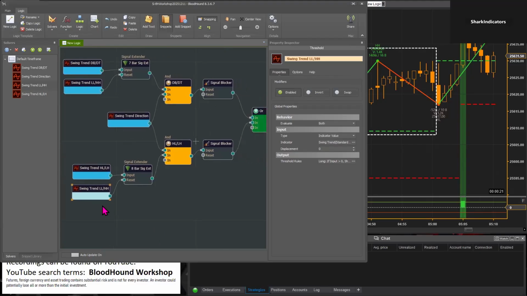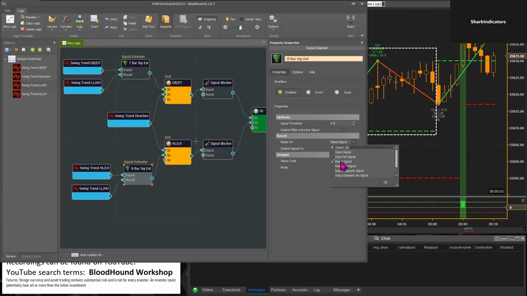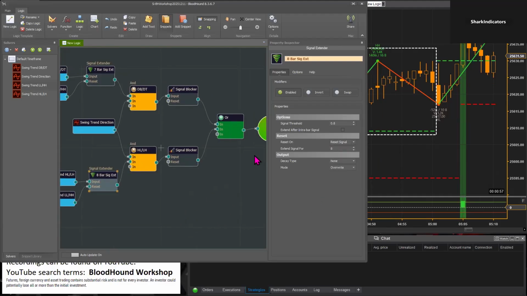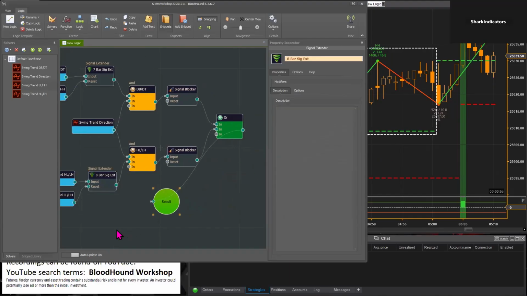So if I put that in, let's see. So the signal extender, I want to check my resets. Yeah, reset signal is on, but it's not killing it.